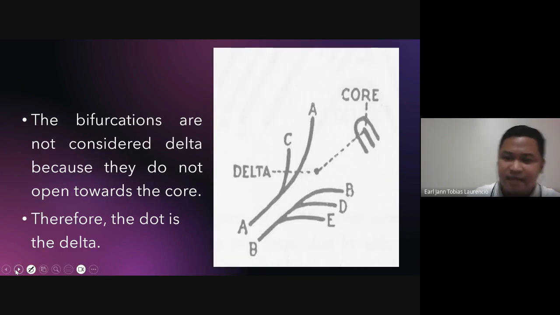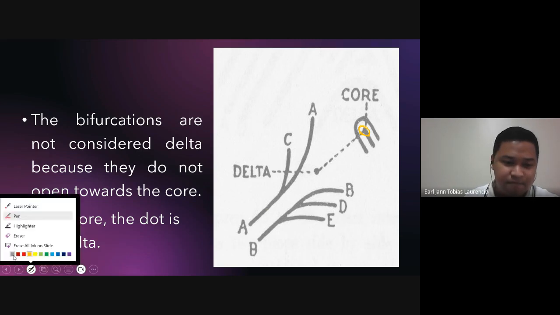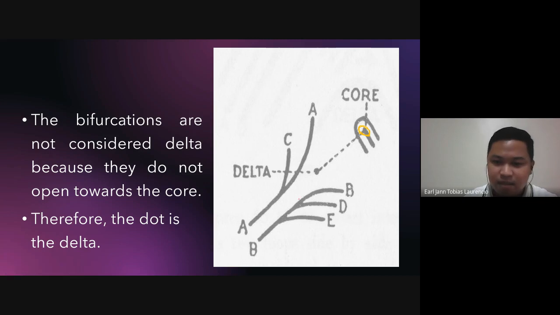Now, let's have another example here. As you can see here, class, this is the core of the pattern. Now, there are a series of bifurcations here. Let me change the color of my pen into red. This one is a bifurcation, right? This is also a bifurcation. In fact, this is a double bifurcation.